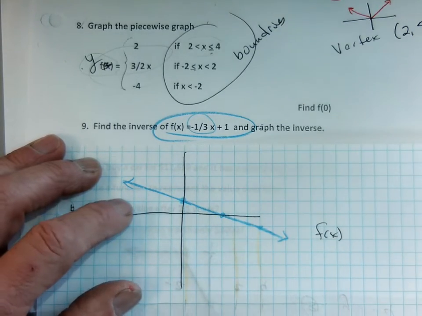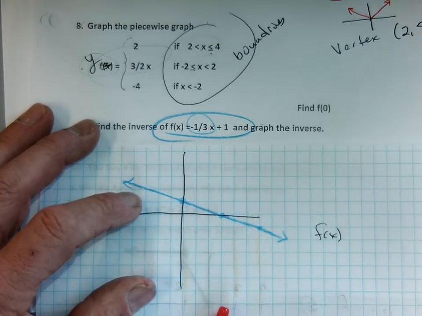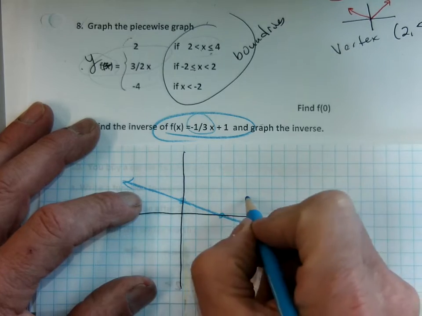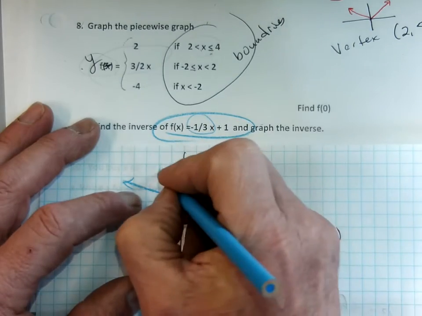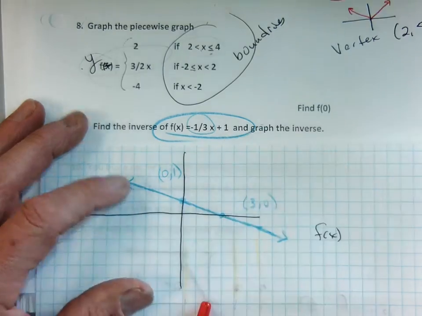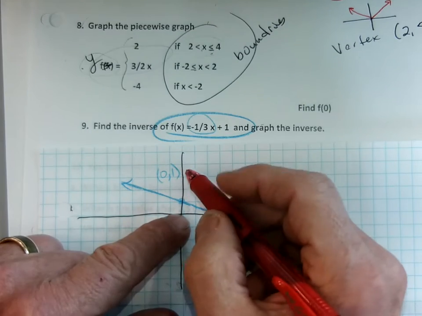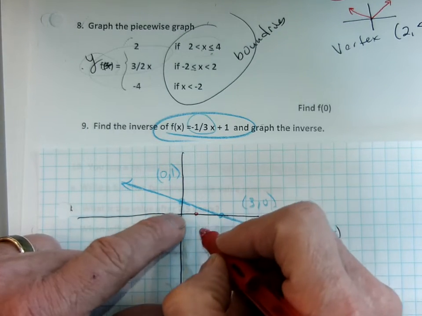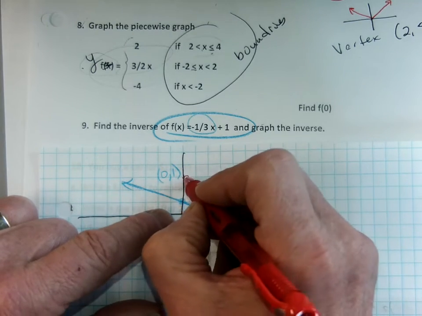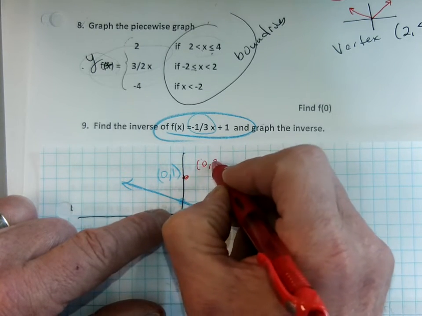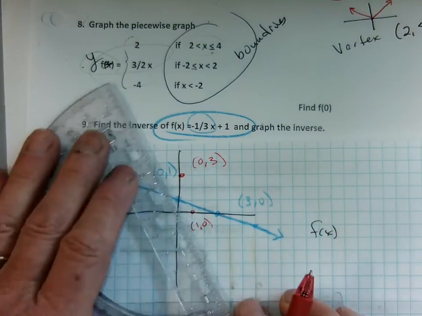To do the inverse, probably the easiest way to do this is just to switch points. It is the easiest way. I have a point at 3, 0. I have another point at 0, 1. To do an inverse, we just switch them, right? We'll go to 1, 0, which is here. That's 1, 0. And we'll go to 0, 3, which is there. And if I connect the dots, I'll get this graph.